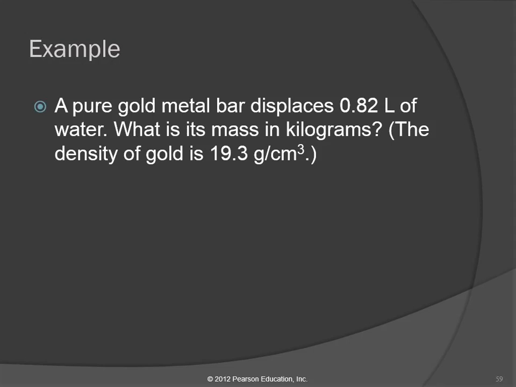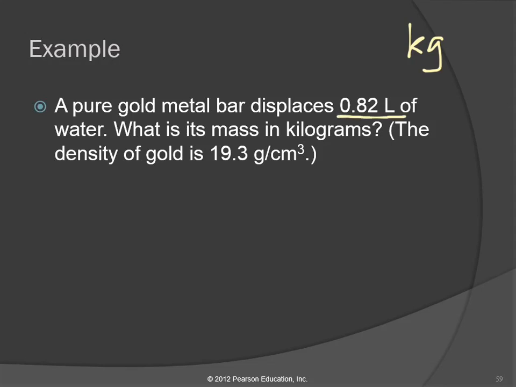A pure gold metal bar displaces 0.82 liters of water. What's its mass in kilograms? And because this is on the PowerPoint and we don't want to have to go paging through books, I'm giving you the density of gold, 19.3 grams per cubic centimeter. So we need to make a path. What are we trying to find out? The mass in what unit? Kilograms. And so we've got 2 numbers here.